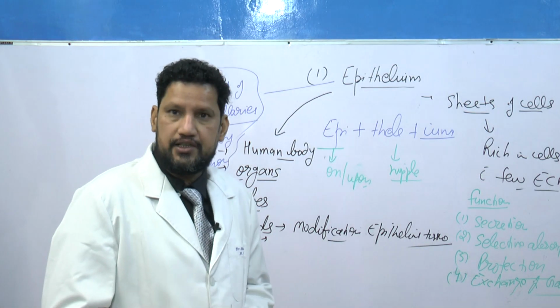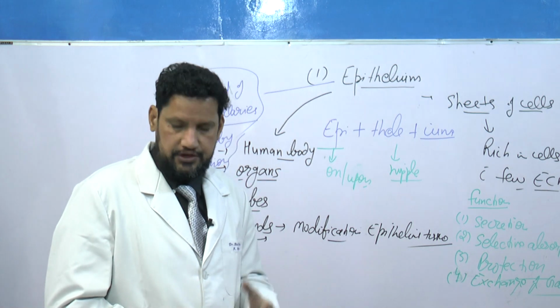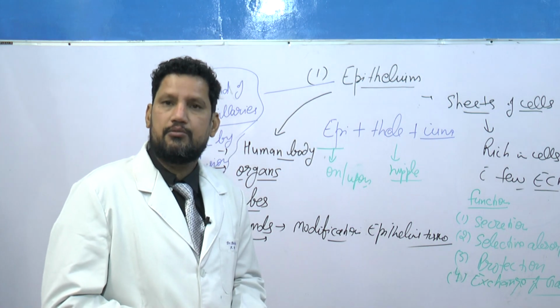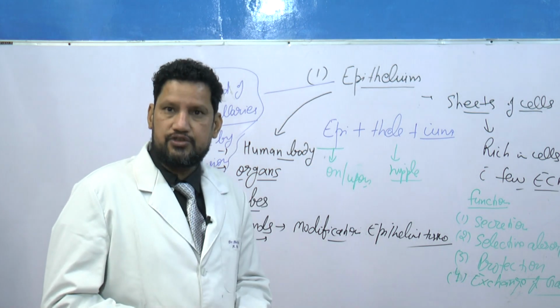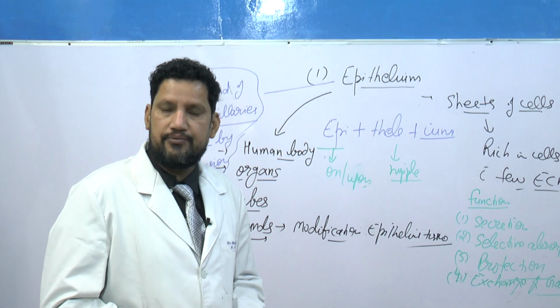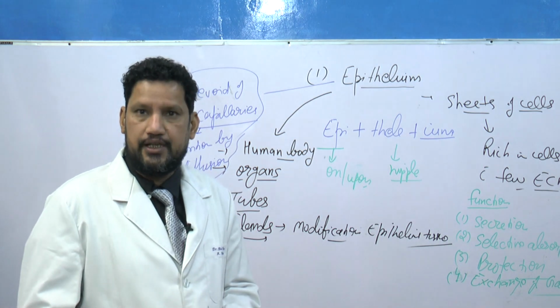So what we have seen in the last lecture, the epithelium, singular is epithelium and plural is epithelia. Cells are joining each other to form the cohesive sheets of the epithelia.